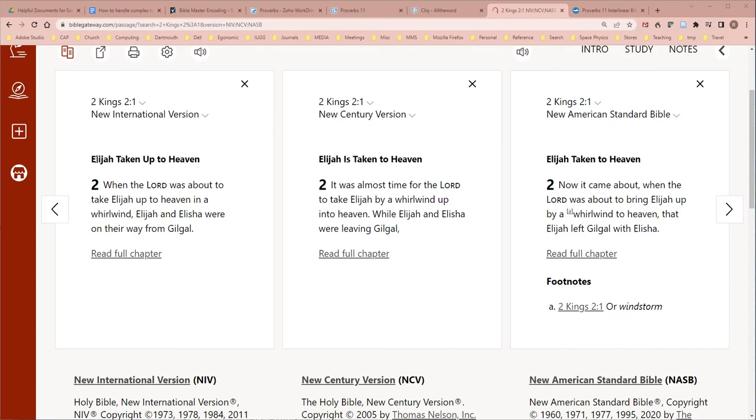So we're going to add a title here. Elijah taken up into heaven. New Century has Elijah is taken to heaven, and NASB Elijah taken to heaven. Now, notice that the NCV wrote it more like a real sentence, is taken, instead of taken up. So we follow that kind of usage.